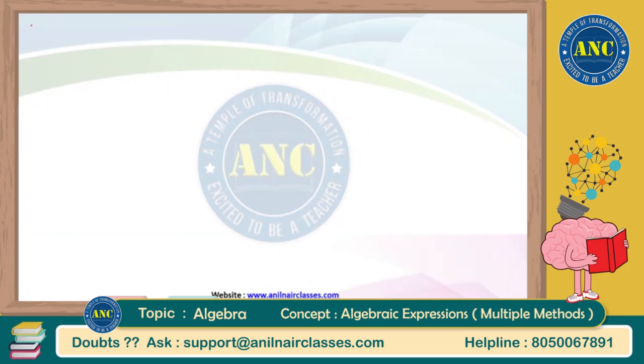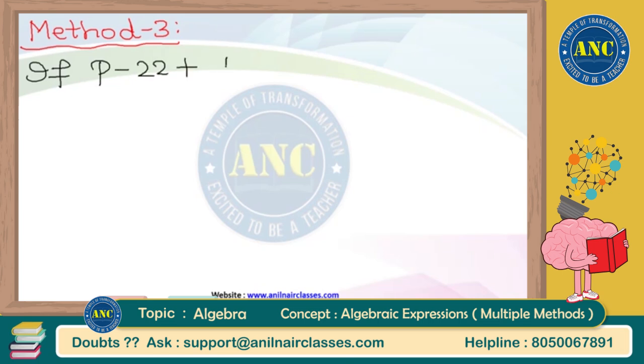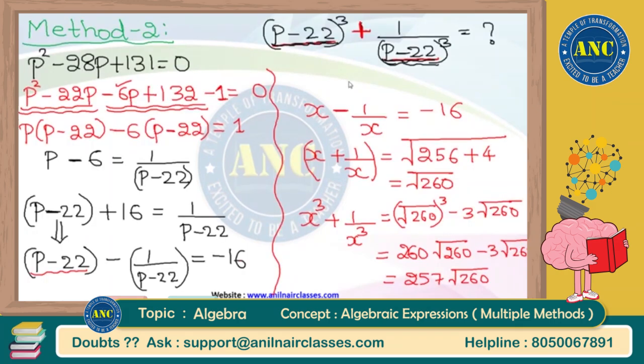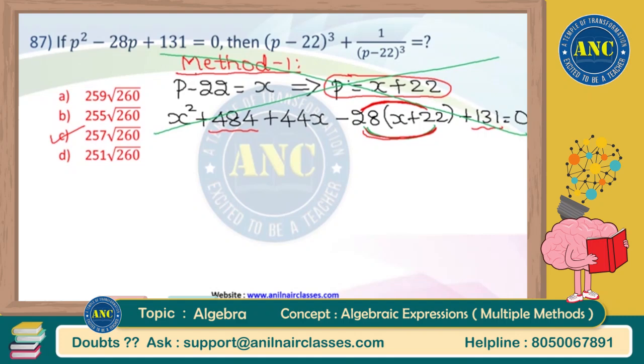But if you are super confident about whatever I have taught you till now, I have already taught you one beautiful method in my previous classes, saying that if p minus 22 plus 1 divided by p minus 22 is something of the form root k. Why are you taking root k on the right hand side? Because the answer options are all in terms of root of something.